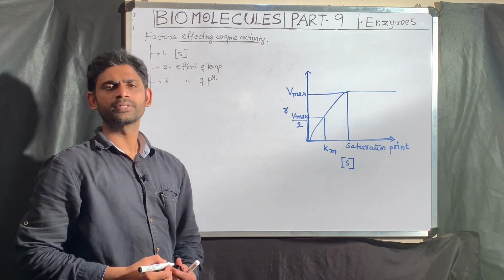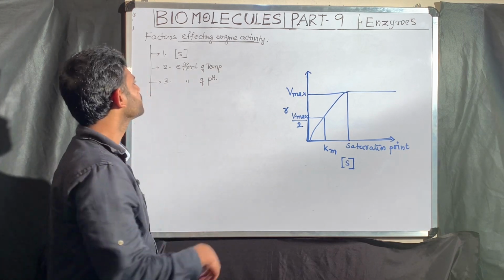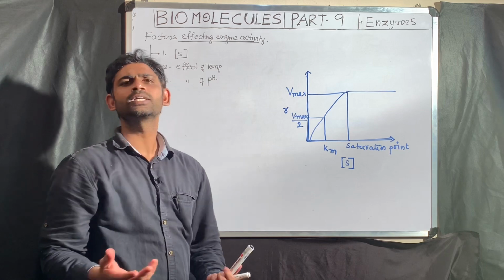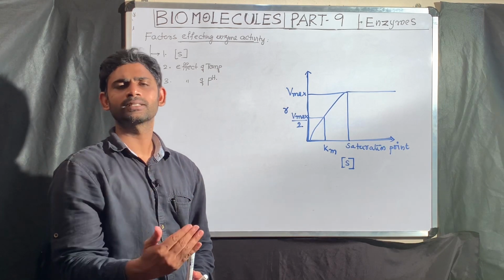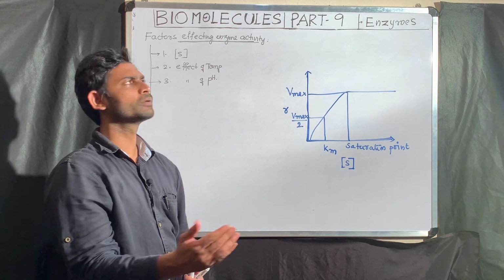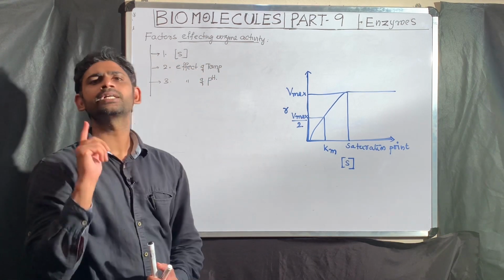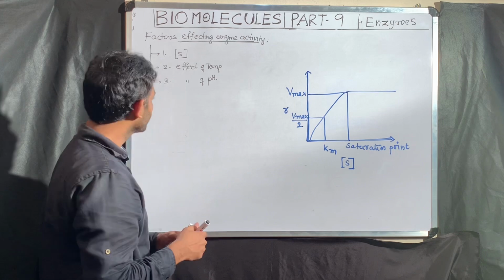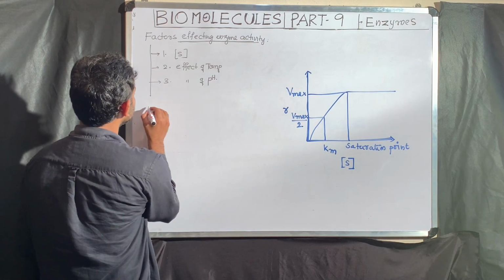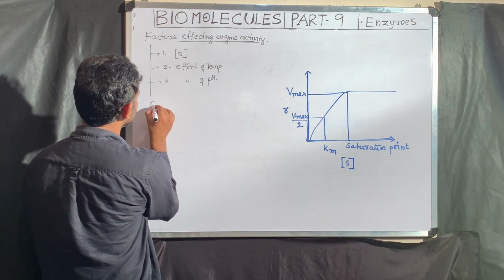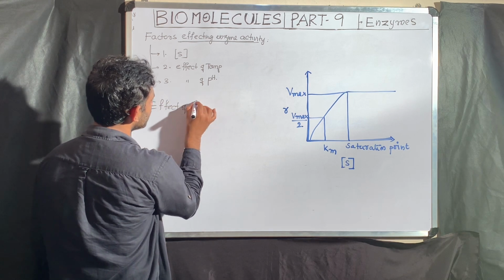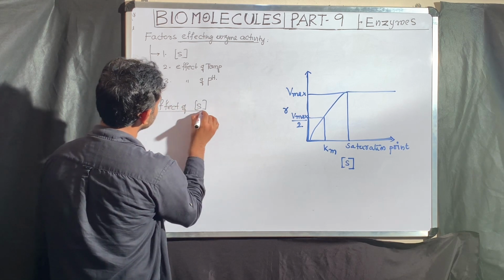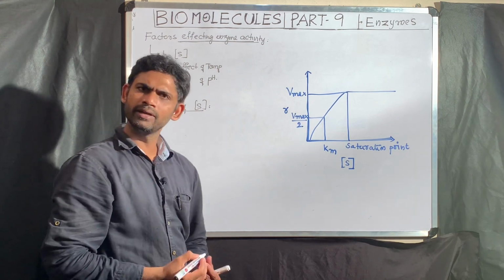For example, if you take our body, temperature and pH are relatively constant. That is why the most important factor that influences the enzyme activity is substrate concentration. Now I am going to start the explanation: the effect of substrate concentration on the enzyme activity. In a simple way I will explain.